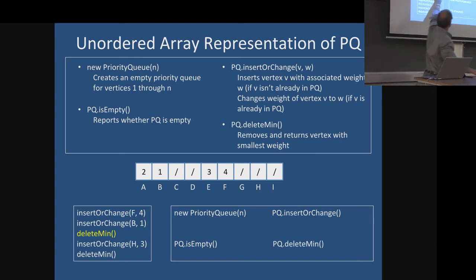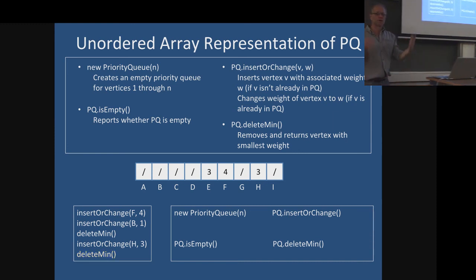Linear, so we've got to sweep through and find the smallest weight. So we find the 1, it's there, and we pull it out and report here's B is the minimum. Insert or change H to 3, we just go change it. Another delete min, we just sweep through, we find that one. And that's that. That's a very simple priority queue.